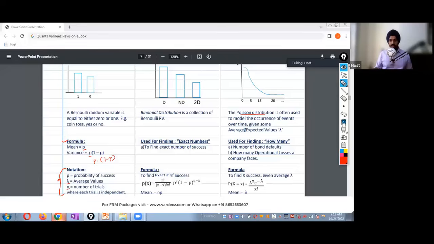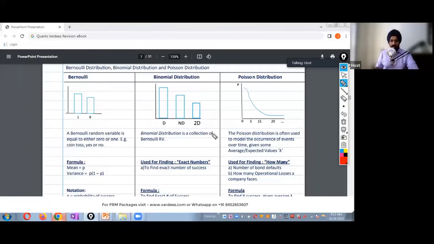Now let's look at the second distribution, which is the binomial. Binomial is a collection of Bernoulli random variables. Bernoulli is just for one coin toss. But if you do it multiple times, the distribution that you end up with will actually be a binomial distribution.